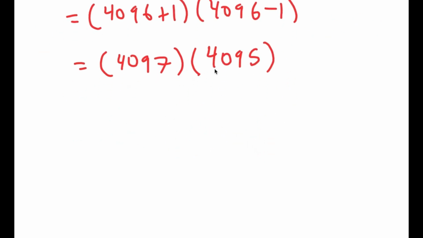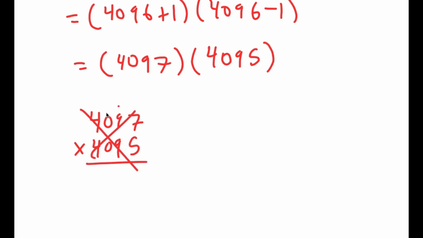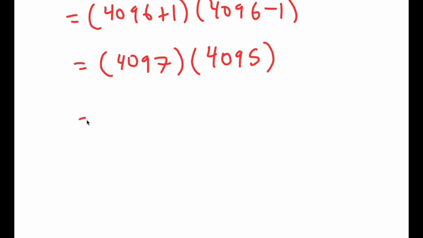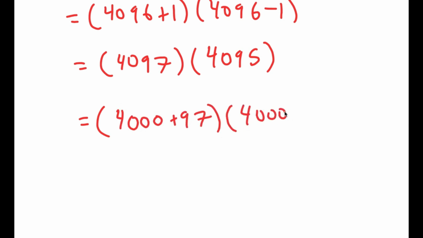Now, how would I solve this? Well, what most people would do is try to solve this by using the basic multiplication method, but this takes way too long. So a better way to solve this is actually to rewrite this as 4,000 plus 97 times 4,000 plus 95. Now, because 4,000 has so many zeros in it, it's much easier to solve this problem.